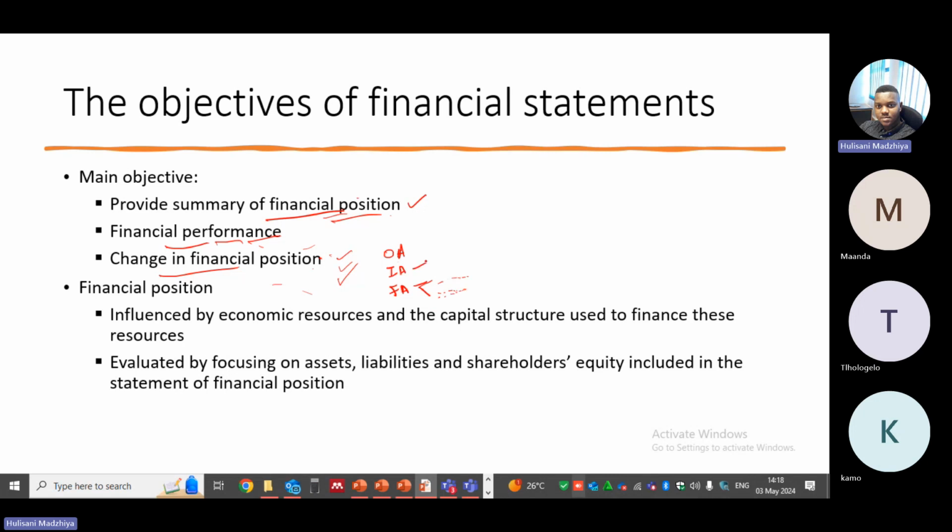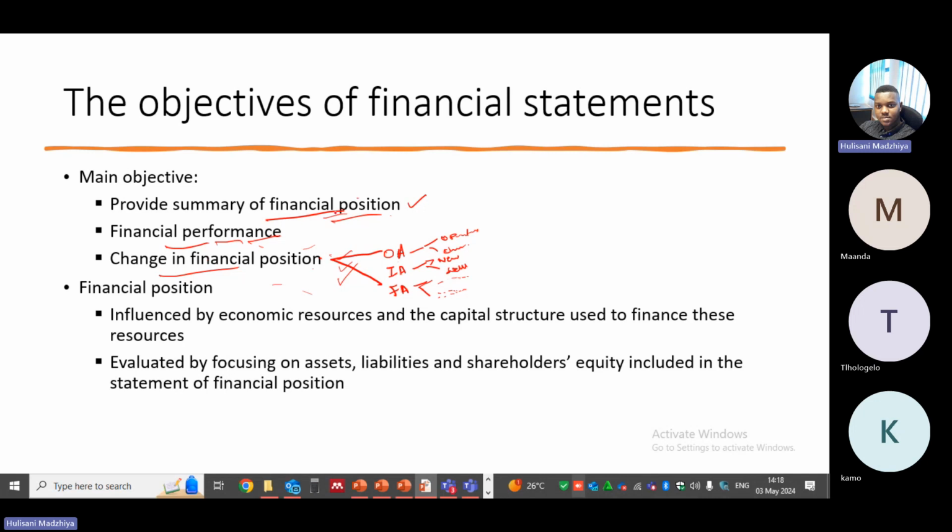Investing, what did the company invest in? Are they new assets or did we sell any old assets? Operating activities, we'll talk about how much money was made from operating activities by selling our products, and then how much was made from the change in working capital, which is the movement of our inventory, movement of our customers. So all of those are assessed within the change in financial position.